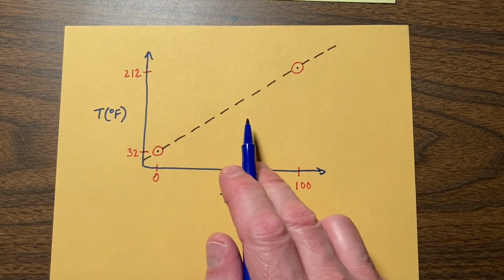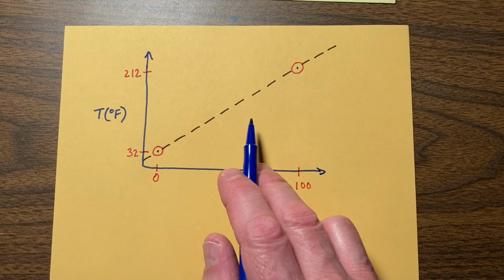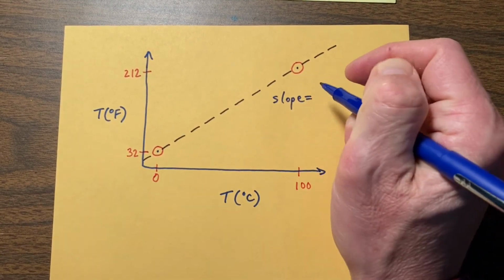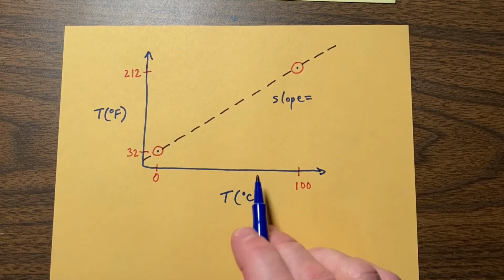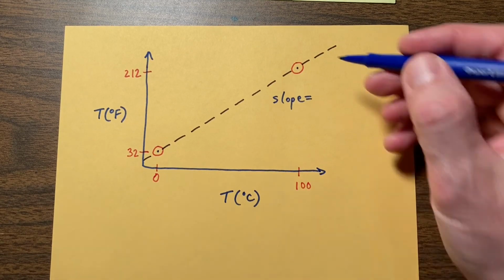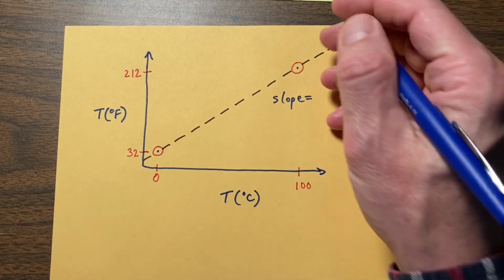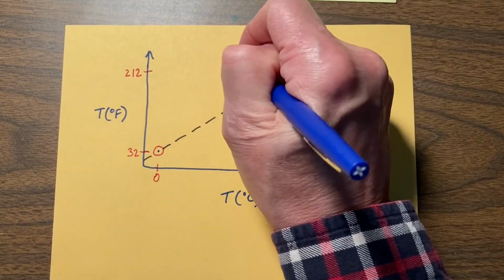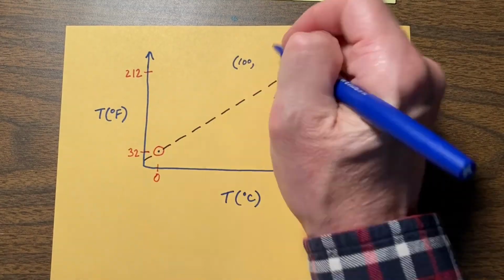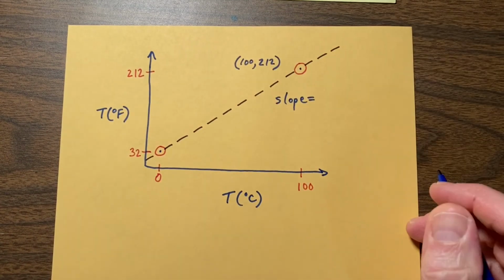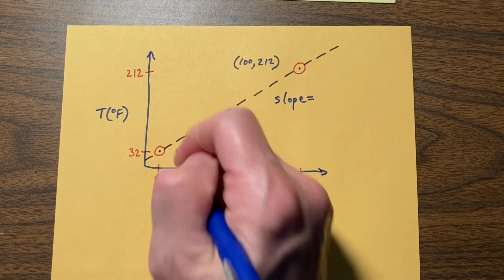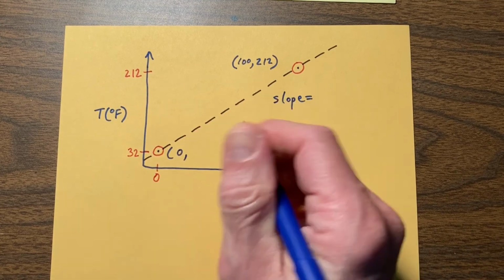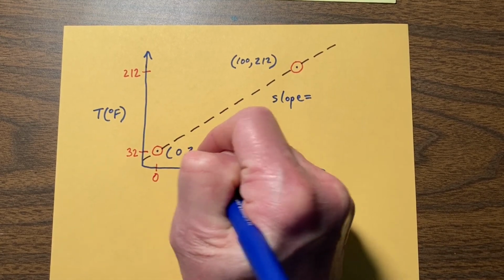So what do you need to know to define the equation of a line? You need to know the slope. The slope of this line is equal to the change in the y divided by the change in the x. So let's just start with this point. The coordinates of this point, I'll write over here, are 100 on the x-axis and 212 on the y-axis. The coordinates of this point are 0 on this axis and 32 on that axis.